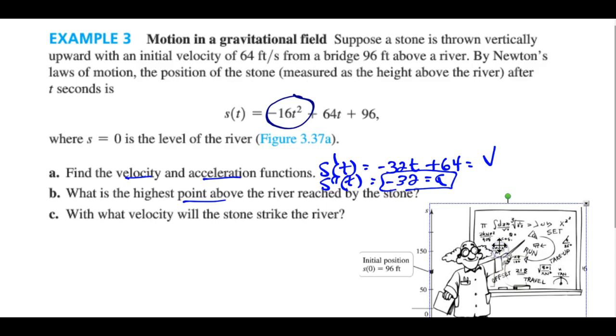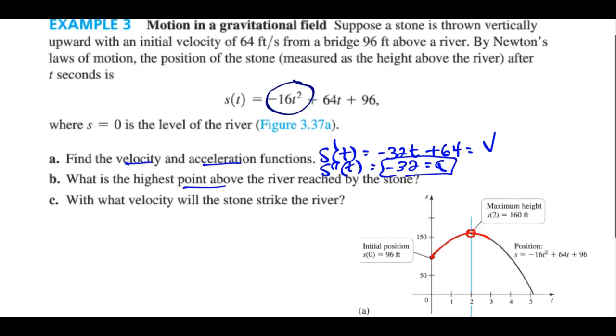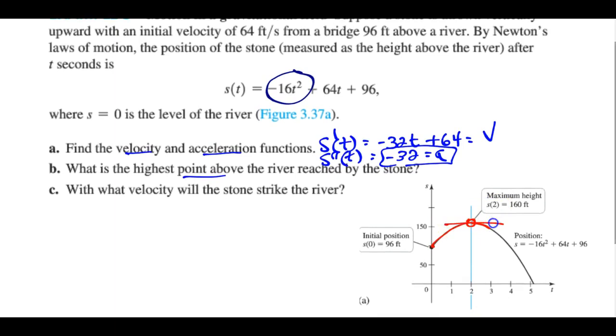Oh, I think I have the graph already graphed under here. There's a better view. If it's negative 16t squared, there's the highest point. So all I have to do is find out where the slope equals 0. So for part B, I'll just set the derivative, which is negative 32t plus 64, equal to 0, because I know that's going to be the maximum and the highest point.